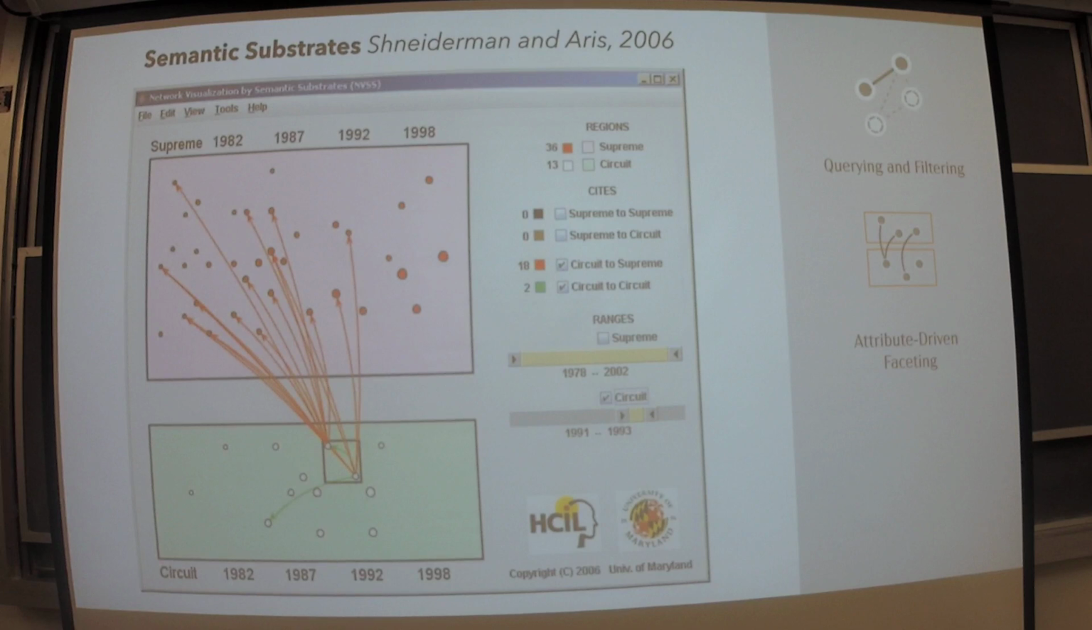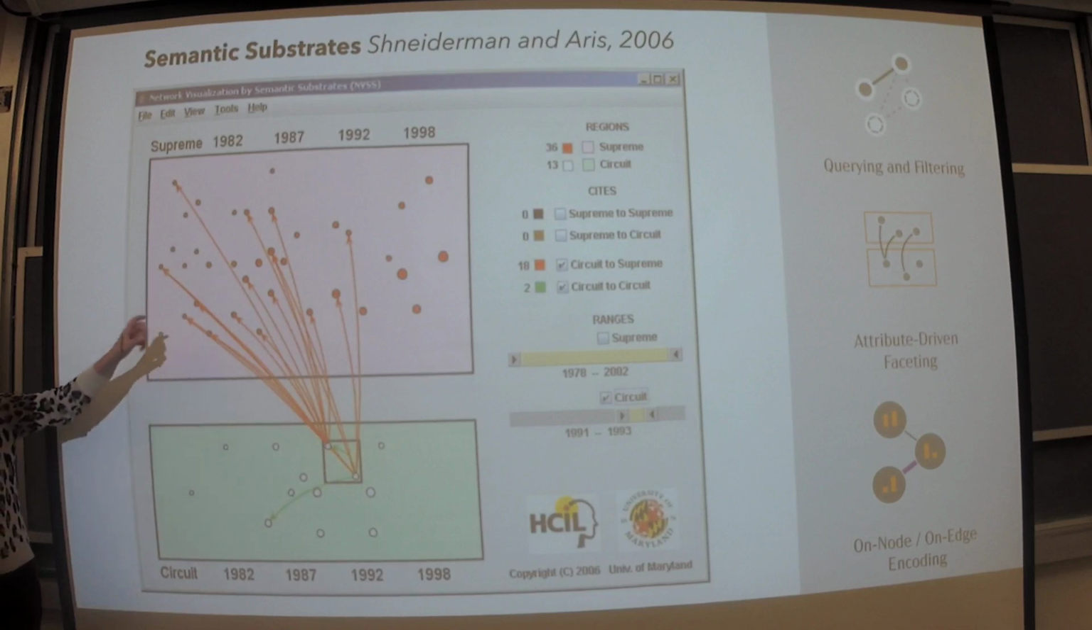And notice here that on top of the faceting, this technique is also using on-node encoding, where each node is sized by the number of ports, the number of edges that it has. So you can get a glimpse: if you see a really big node, hey, this one has a lot of edges, I'm going to click on it to then explore more. So this one actually uses faceting, on-node encoding, and the data operation querying and filtering.